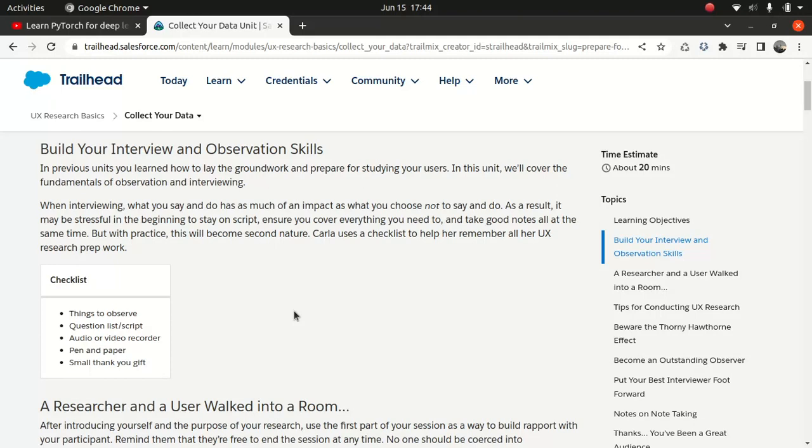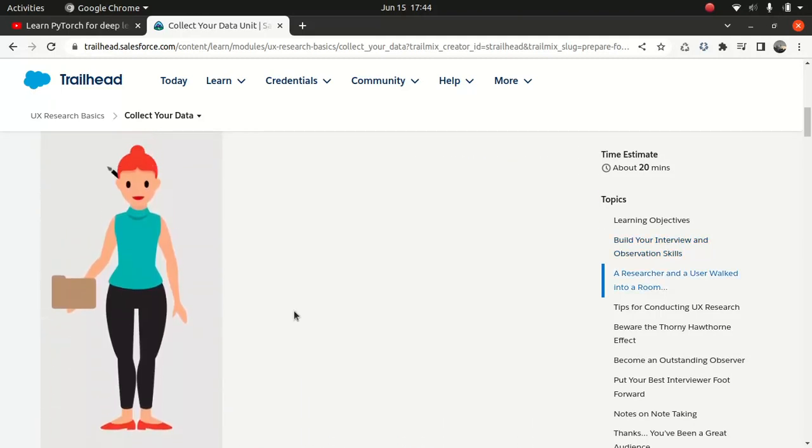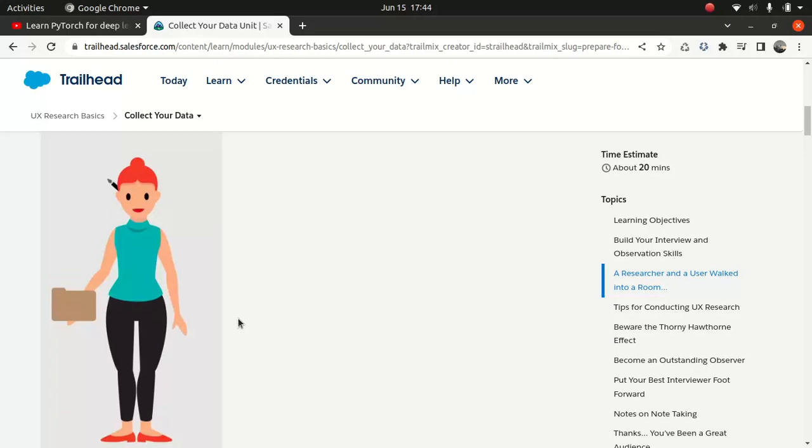So when you talk about collecting your data, building your interview and observation skills, you need to pay attention to a few things, right? Things to observe, questions to ask. If you need to carry the video and audio recorder, pen and paper, small thank you gift, right? So it's a nice looking researcher.